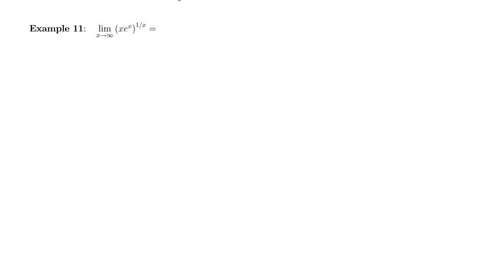So let's look at one more example with indeterminate powers. We want to find the limit as x goes to infinity of (x e^x) to the 1 over x power. So x e^x is approaching infinity here, and then 1 over x is approaching 0. So infinity to the 0, that is one of our indeterminate forms. So we want to use logarithms here.